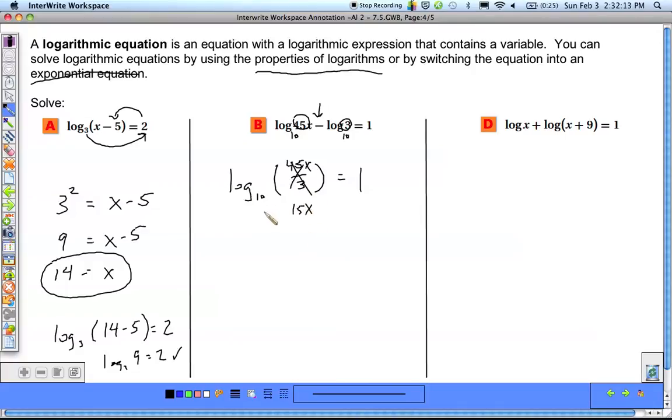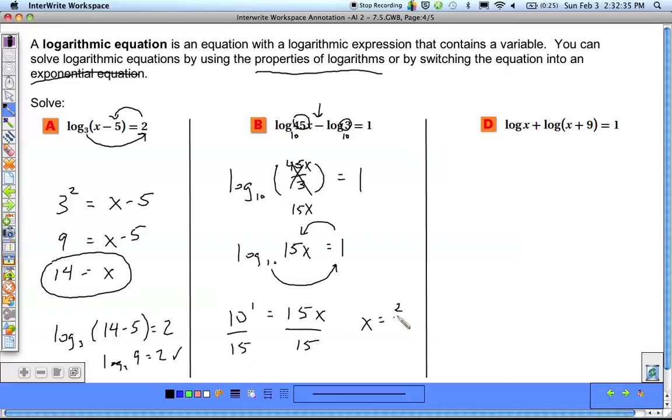And now it's just log base 10 of 15x equals 1. Well, now that we have this single logarithm, we can't really simplify it anymore, so let's take it and change it to exponential. 10 raised to the first equals 15x. 10 to the first is just 10. Divide both sides by 15, and 10 divided by 15 is 2/3.